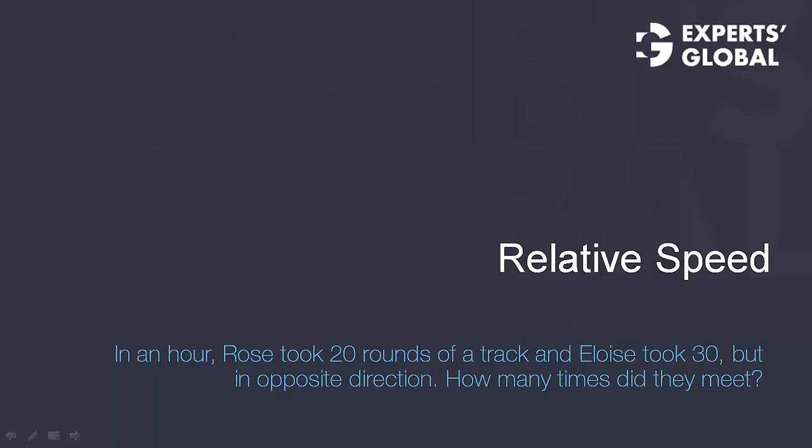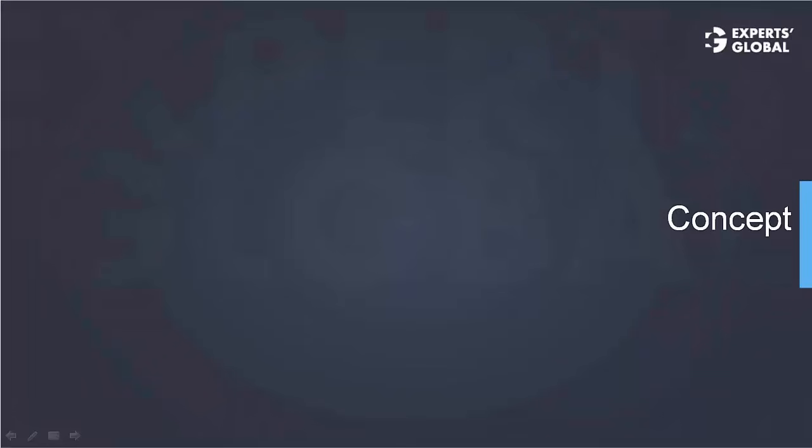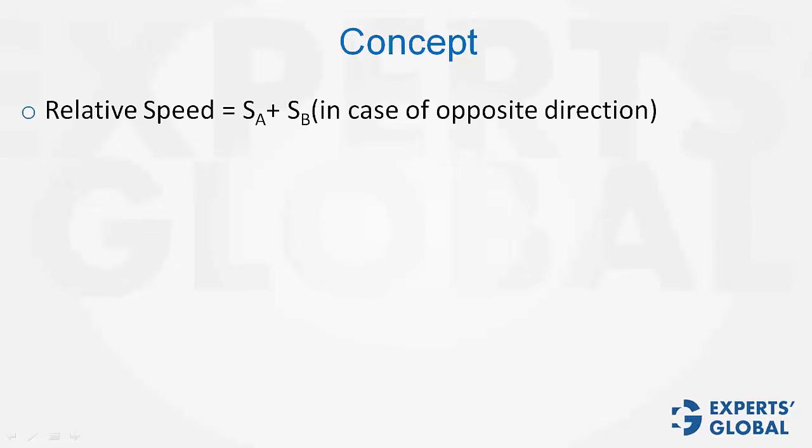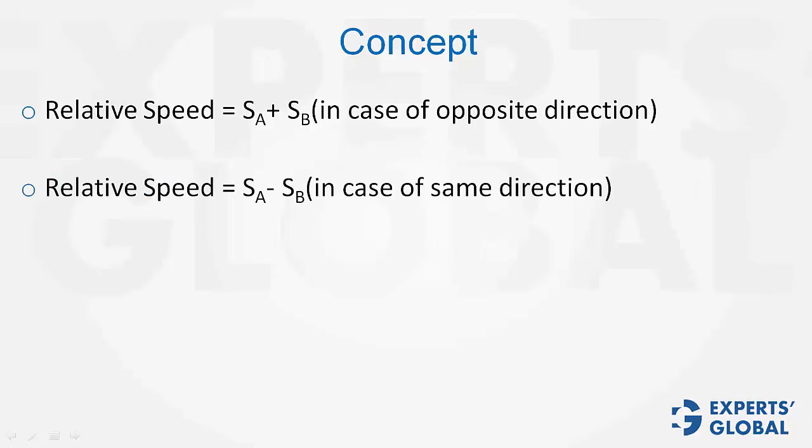Relative speed is the topic. Here is a question for you. Did you get 50? Did you get that in like 20 seconds? If not, wait for the video to get over and attempt this again. Basics. Relative speed is the sum of the speeds of two bodies when they are moving in opposite direction, and it is the difference in the speeds of two bodies when they are moving in the same direction.